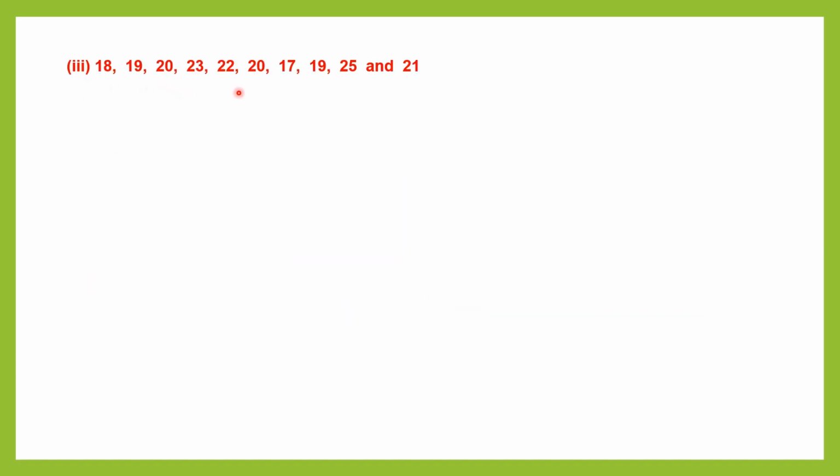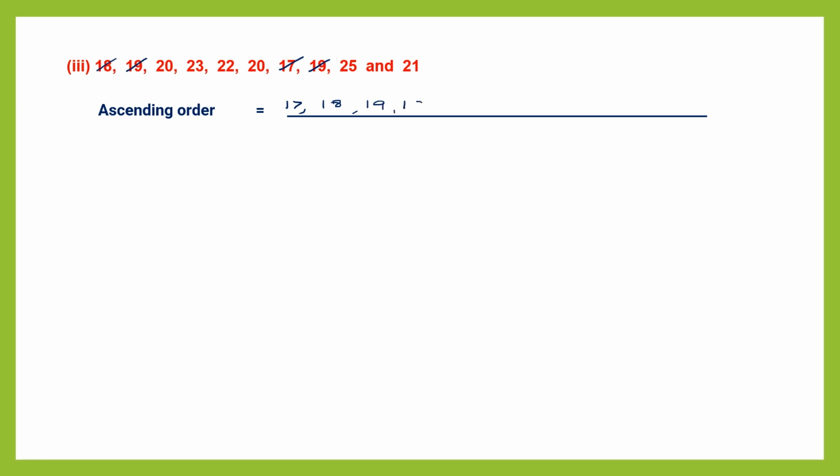Question 3. So we have all these numbers here. The first step is to arrange in ascending order. So let's begin. The smallest here is 17. Then we have 18. Then we have 19 and one more 19, so let's write both the 19s. Then we have 20, again two 20s. Then we have 21, 21, 22, 23 and 25. So we've written down all the numbers. We have arranged it in ascending order.